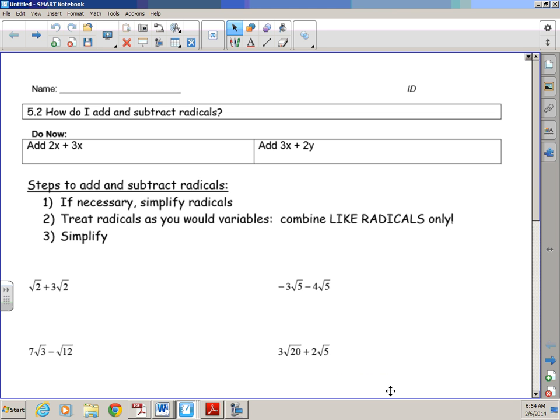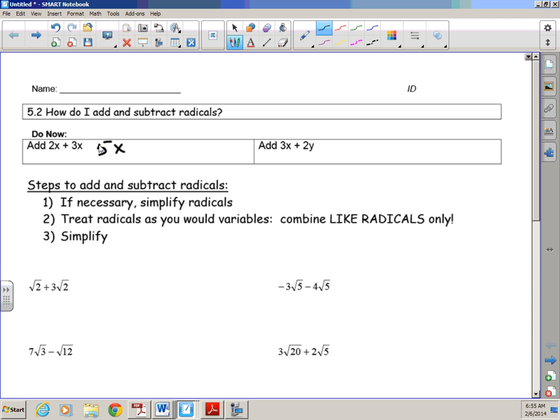In our second lesson on radicals, what we're going to go over today is how to add or subtract radicals. Now, if you take a look at the two do now questions, we have 2x plus 3x, and then we have 3x plus 2y. And as you remember from the concept of combining like terms, we can combine 2x and 3x to get 5x, but we can't combine 3x and 2y to simplify it any further.